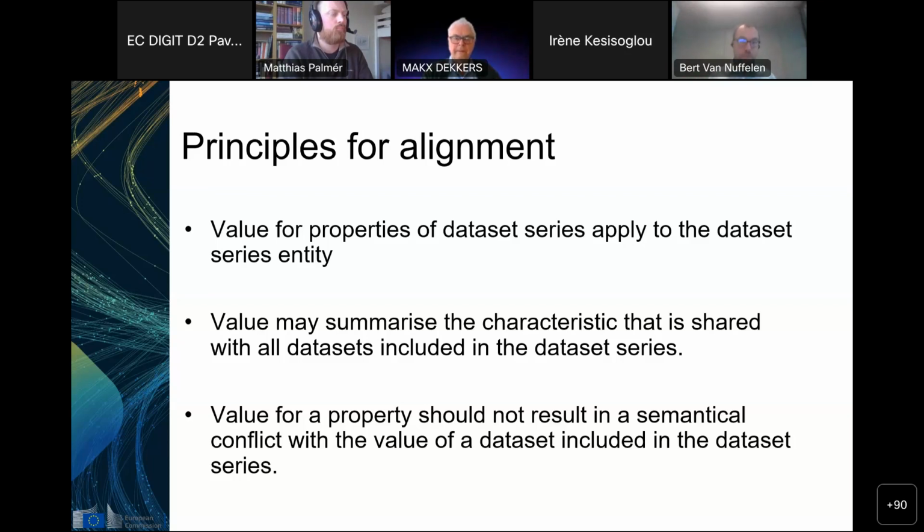There may be some relationship, of course, with the different values that are present in the datasets in the collection, and the value that you can see for the same or a similar property in the dataset series is a summarization. So this is a kind of coherency that we want to organize into it, and vice versa. Of course, we want that there's no semantic conflicts. So if we read the value of a property at the level of the dataset series, the goal is that this is reasonable and valid and not in conflict with what the values are provided by the datasets in the collection. So those are the principles that we took into account to make our proposals.